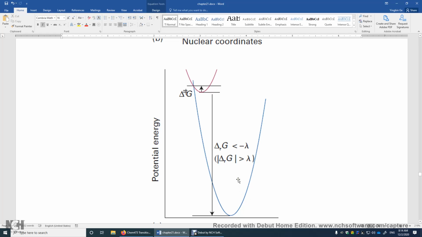This is really weird. You have a very negative Gibbs energy of reaction. You go from here to here. It's highly exothermic, but in this case, you still have a positive barrier to overcome. You need to go from the bottom to here. And from here to here, you need thermal energy. You need to overcome the barrier. And then it goes down.